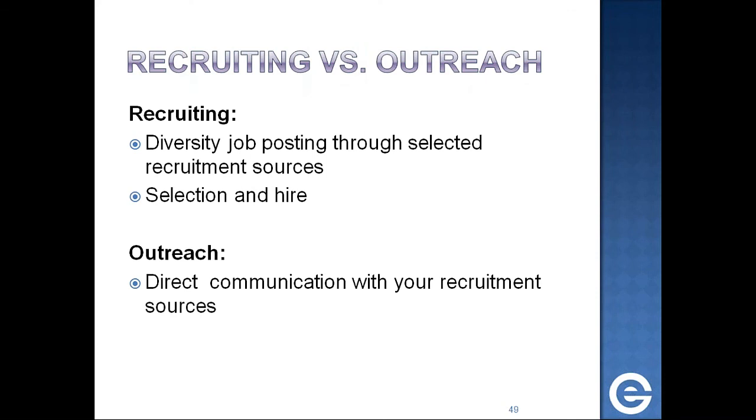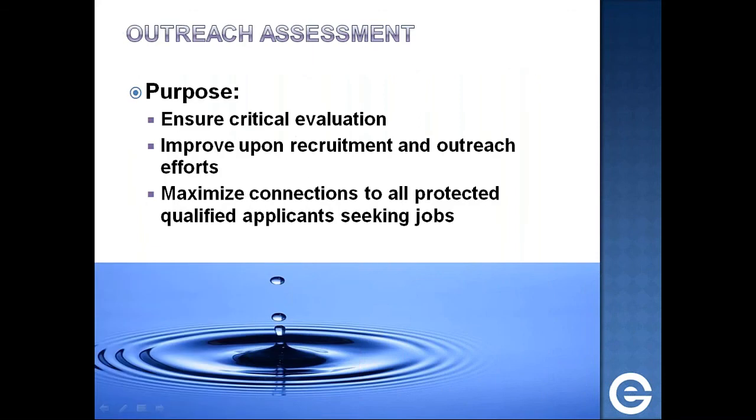This is recruiting versus outreach, so we're completely switching hats here. Recruiting is when you post your job through your selected recruitment sources and then you select and you hire. Outreach is not the same. It is direct communication with your recruitment sources. So if you are using a third party, you need to really pay attention to this because we had one client get an OFCCP violation for not doing their outreach assessment.